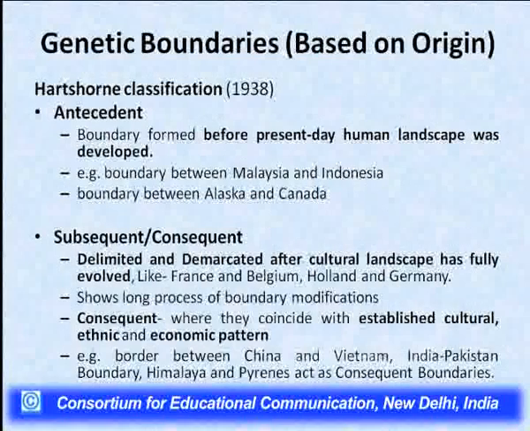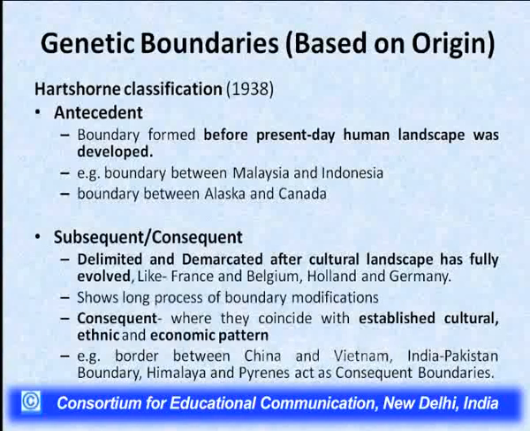The next classification is genetic boundaries, which is based upon the origin, how the different boundaries have originated. Richard Hartshorne gave this classification in 1938 and classified four different aspects of genetic boundaries. The first one is antecedent boundaries.